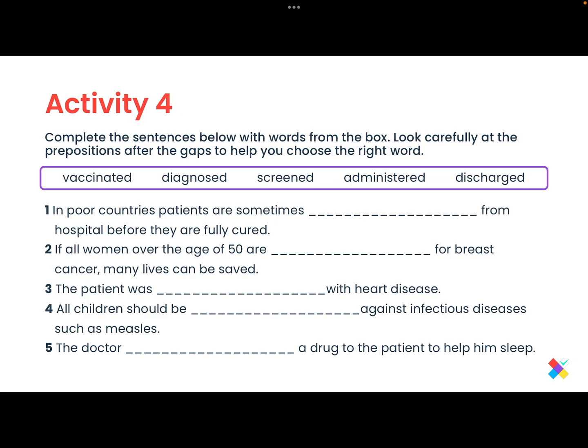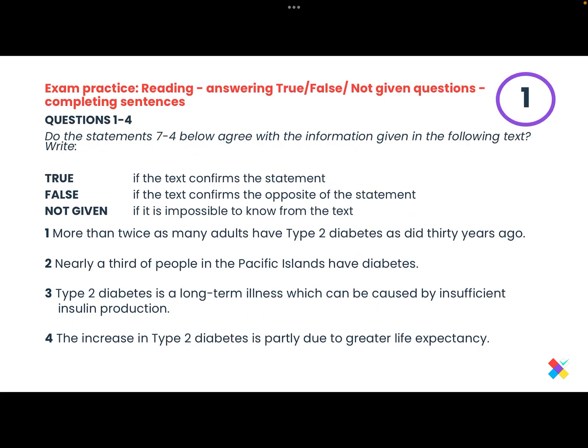Okay. What I want to tell you is if you finish faster than the allotted time, you're free to just scroll and move over to the next activity. You don't have to wait until time's up. And we're moving on to our exam practice. Here we're going to have 7 questions.